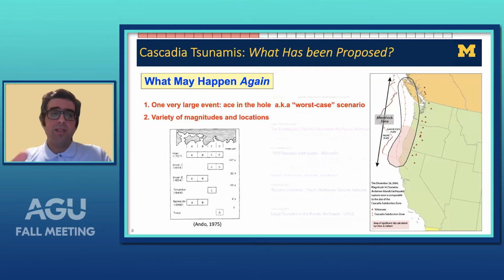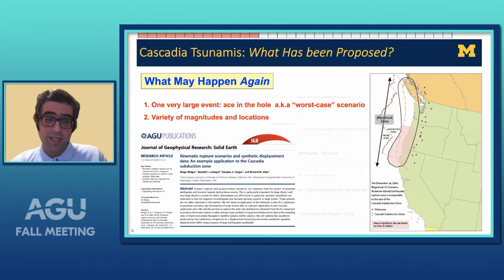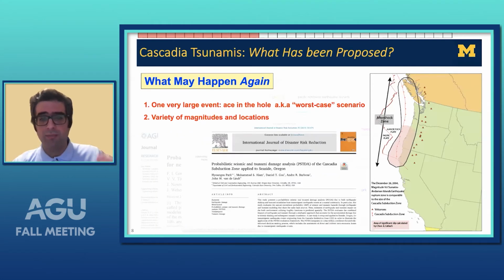And of course, this distribution follows some statistics. And if you know the statistics and have some insight with plate tectonics, you can actually create a large number of fake earthquakes in Cascadia, as Diego Melgar's group have done, and produce a large number of tsunami simulations for that area. And this is exactly what various groups have been doing over time.